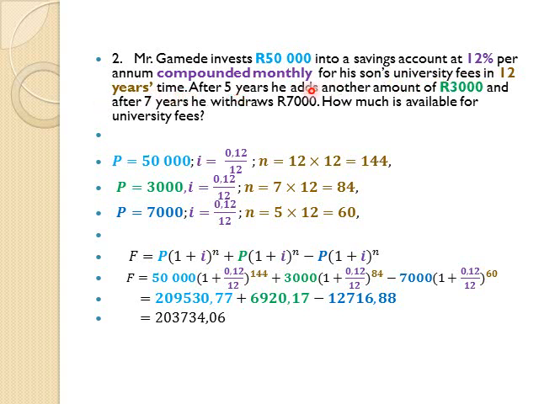After 5 years, he adds another amount of 3,000 Rand. And after 7 years, he withdraws 7,000. How much is available for university fees? Remember, everything goes in for 12 years.